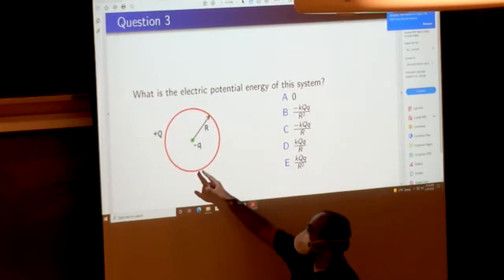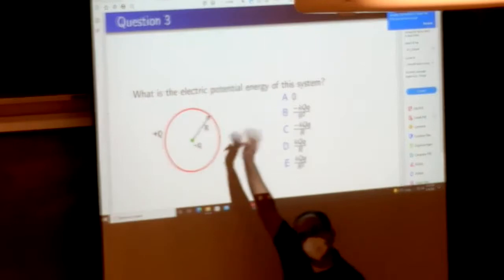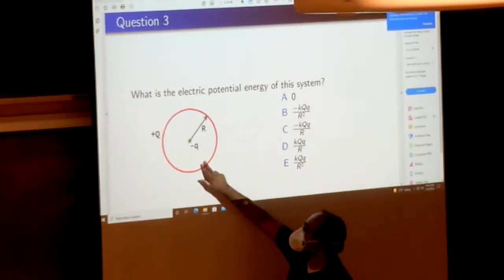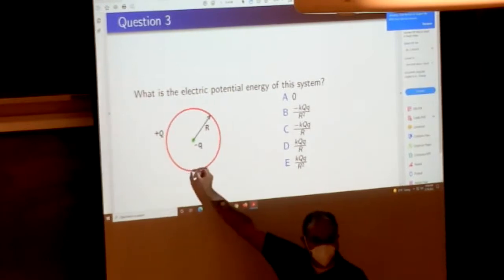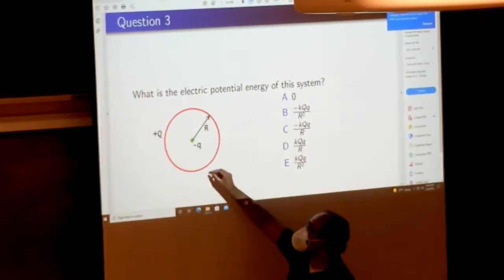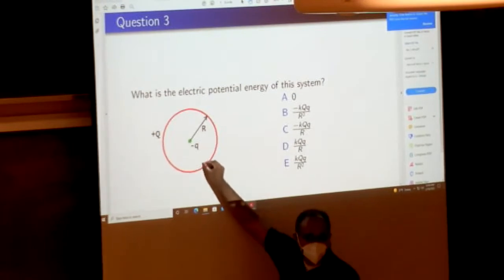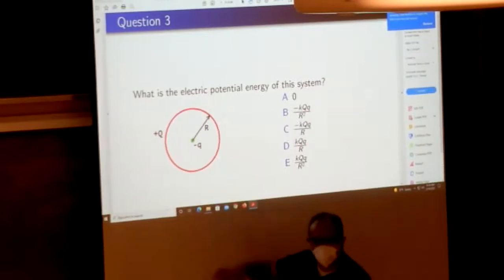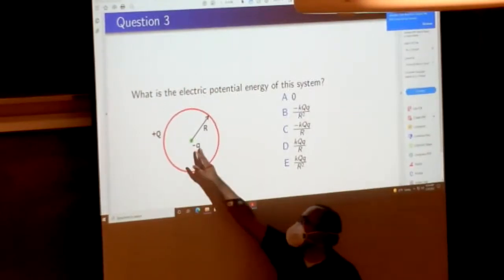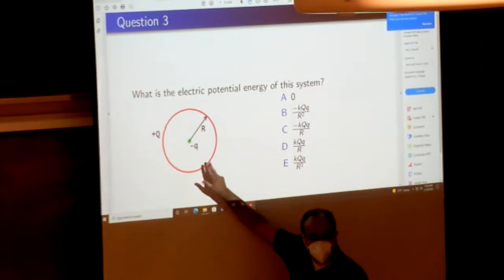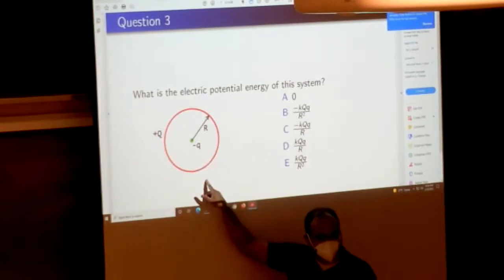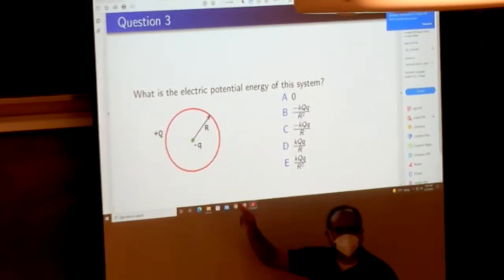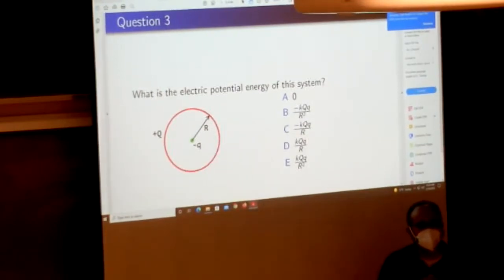What we can do is, whenever we have a continuous charge distribution, we can chop it up into little pieces, right? Each piece is small enough to be considered a point charge. So we'll have a little piece dQ over here. And then the potential energy of that little piece would be k times negative q times dQ over R. That applies for each of those pieces because they're all the same distance away. So we can just add them all up, right?